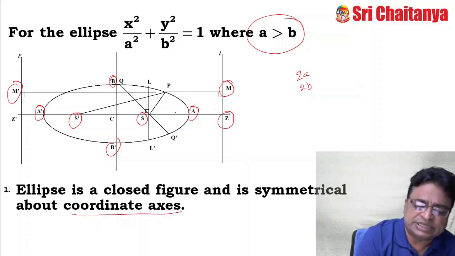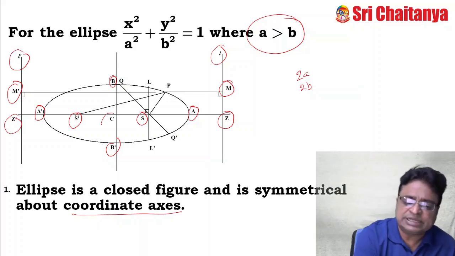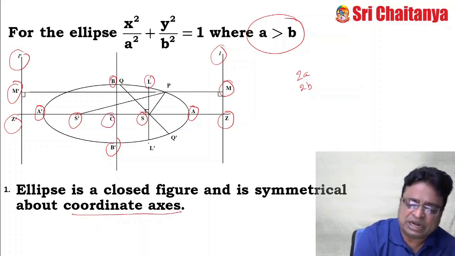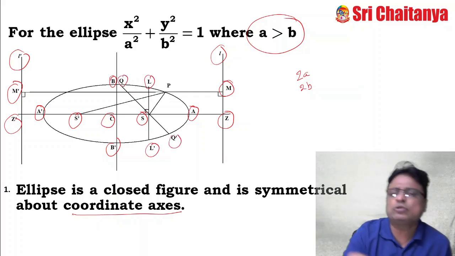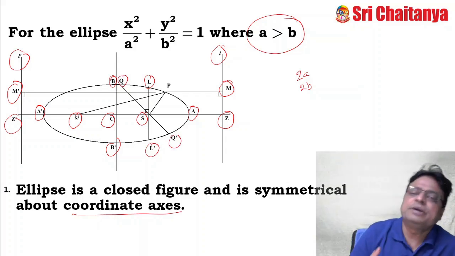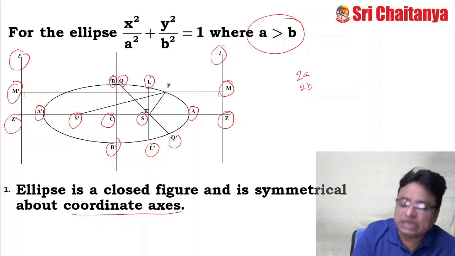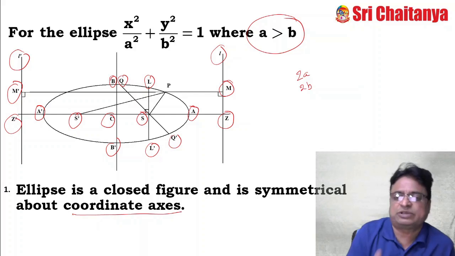Z is there, and Z dash is there. Small l is there, and l dash is there, and C is there, and of course capital L and L dash are there, and capital Q and Q dash are there. What are those points, and what is the importance of these particular points? One should practice. One by one, in the next points I will explain what those things are and what their relations are with respect to the ellipse.